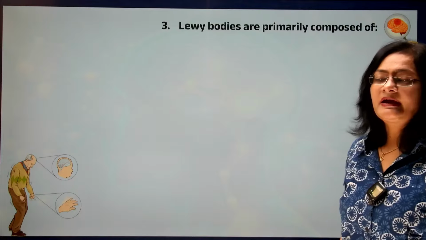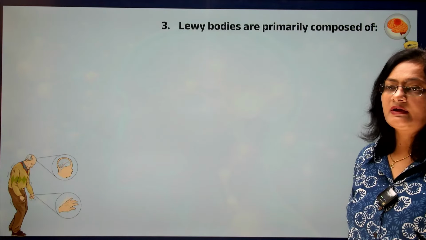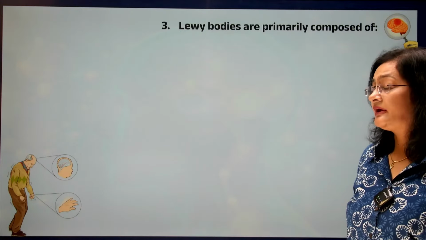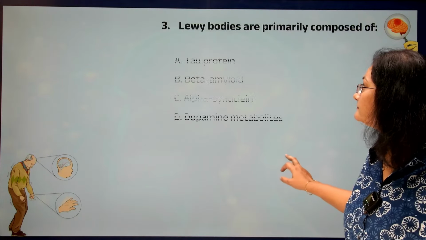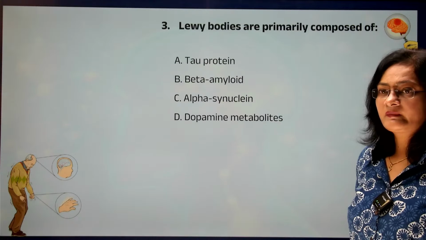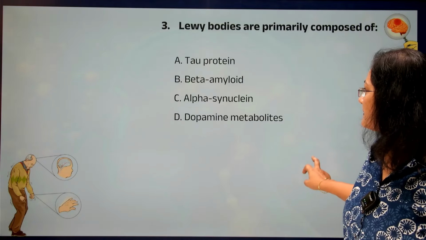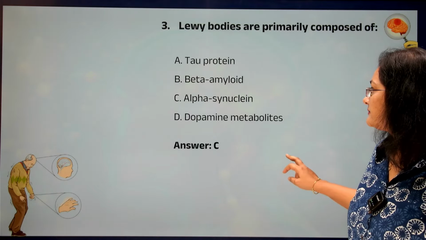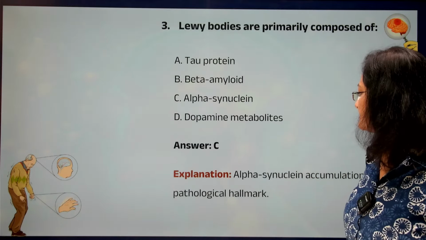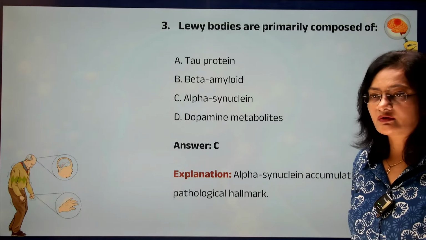Lewy bodies are primarily composed of. Lewy body formation is common in Parkinsonism. Now these Lewy bodies are made up of tau protein, beta amyloid, alpha synuclein, or dopamine metabolites. So our answer will be C. Alpha synuclein accumulation results in the pathological hallmark features of Parkinsonism.